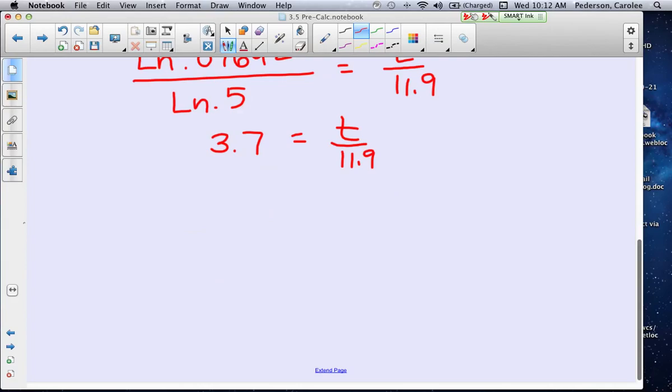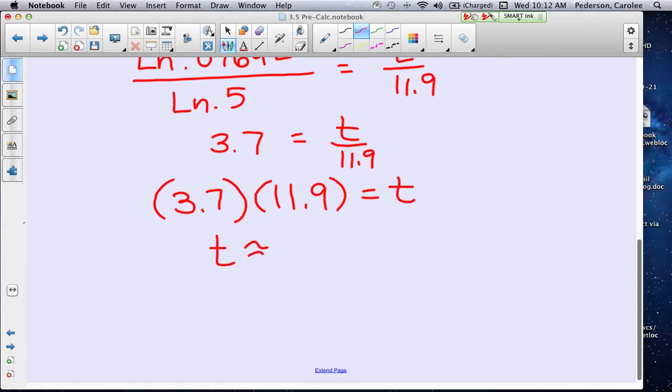Last step. Then multiply both sides by 11.9, because right now the t is dividing 11.9, so multiply it. So t is approximately 44.03, and what's our units? Hours.